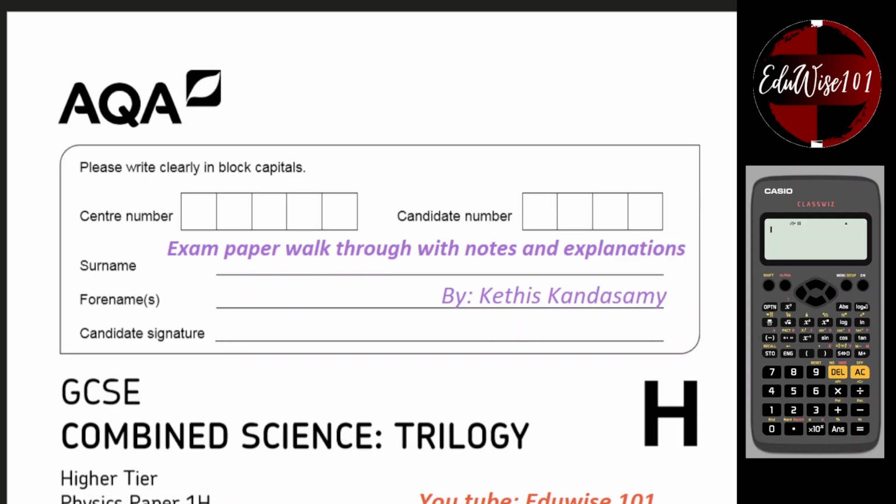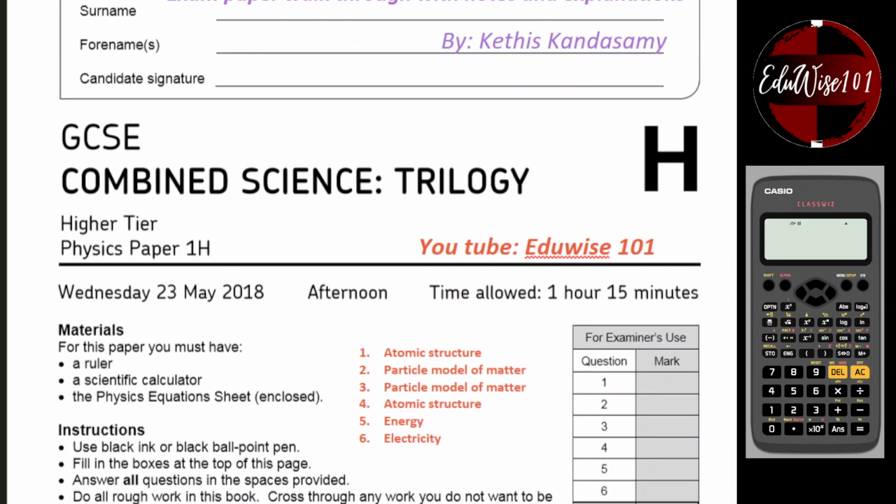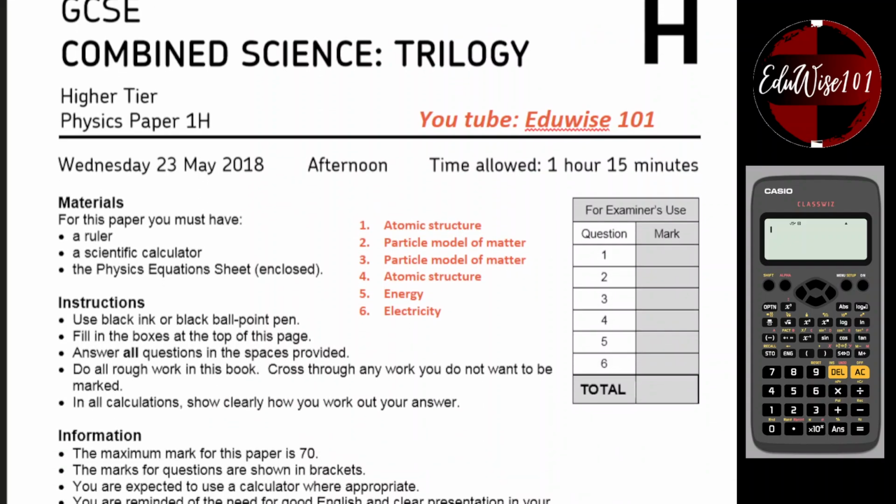In this video, I'm going to go through the AQA Combined Science Physics Paper 1 higher tier. I will be going through the exam question by question and provide you with notes and explanations. So let's have a look at this paper. This paper was released in 2018. It's the higher tier and it has 6 questions in total. The paper is out of 70 marks.